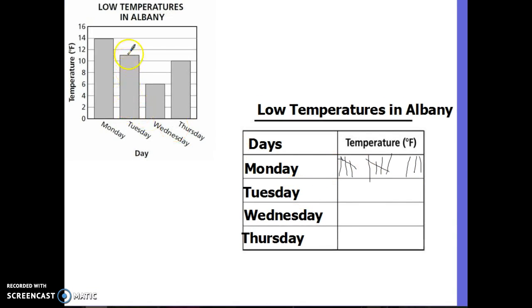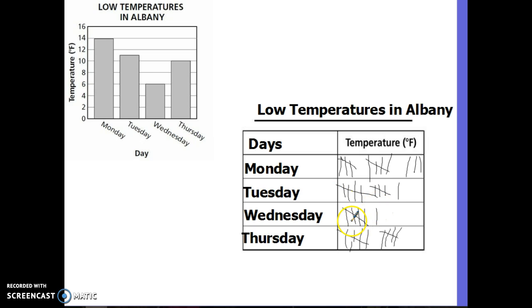So Tuesday is between 10 and 12, so it's 11 degrees. 1, 2, 3, 4, 5, 1, 2, 3. Okay. So go ahead and pause the video, and then when you're done doing Wednesday and Thursday, you can go ahead and resume the video.